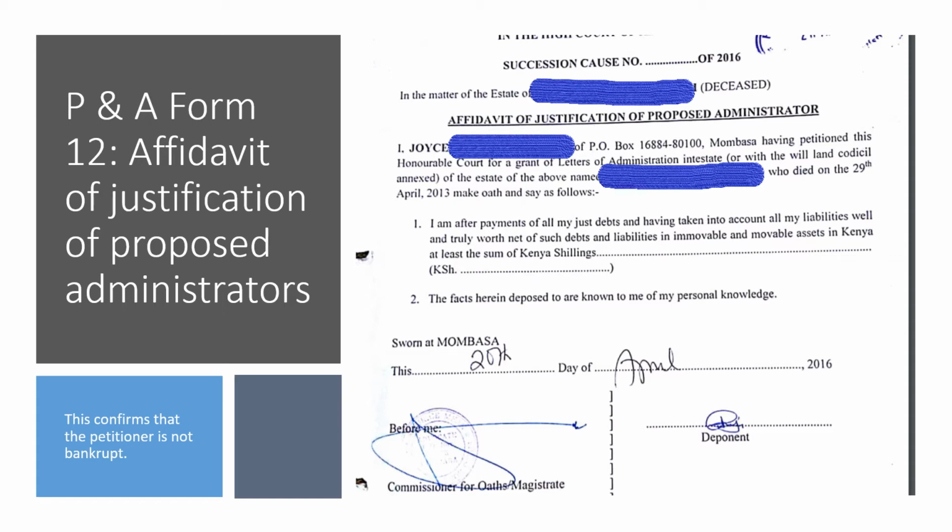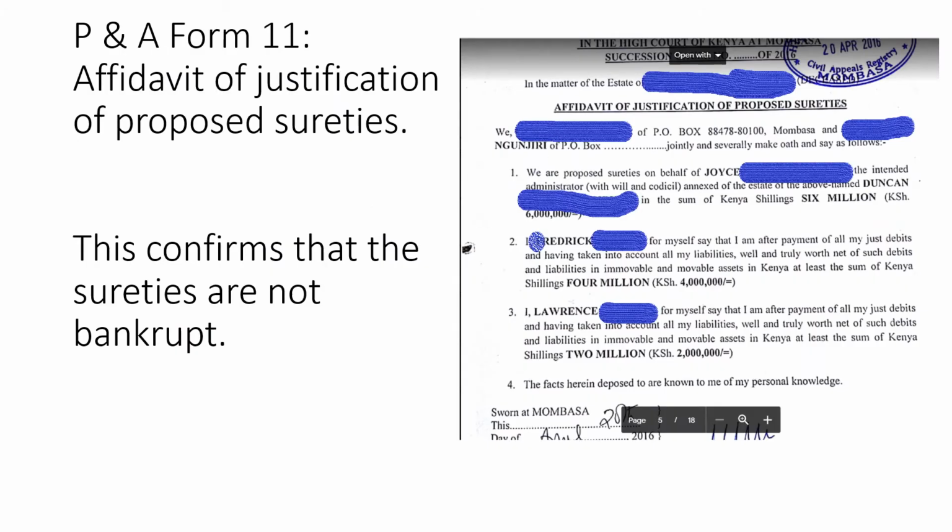So she would be saying, I am worth this amount, you know. So it's like she's saying I am not bankrupt. I can do this job. You can trust me with this. And then she would also need sureties.